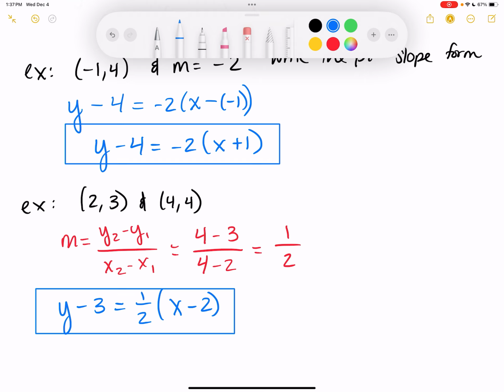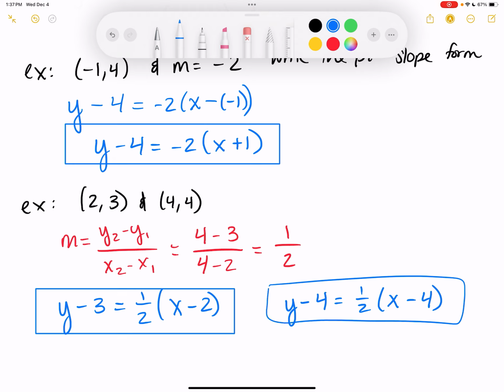If I want to use the other point, then I would have y minus 4 equals 1/2 times x minus 4. Now, those look like two different lines, correct? Those don't look like they're the same thing. But if I get y by itself and solve this out to slope-intercept form, y equals mx plus b, they are going to be exactly the same. I'm going to show you that because that'll be something that's coming later in the chapter.